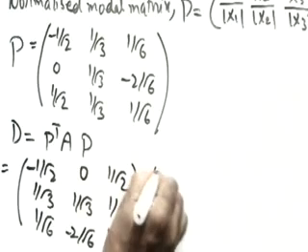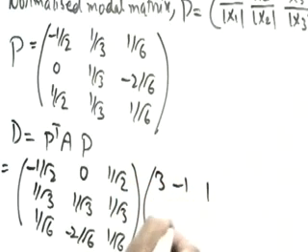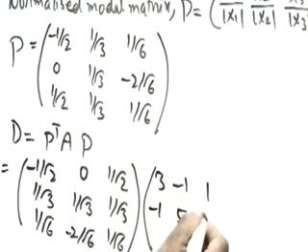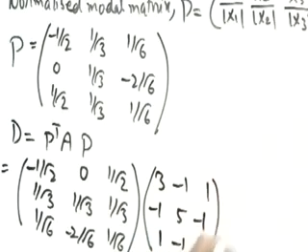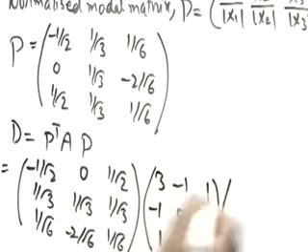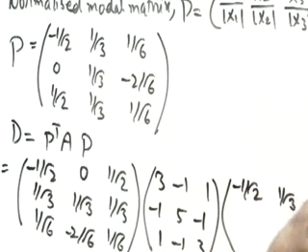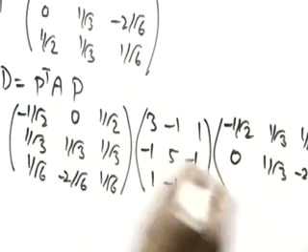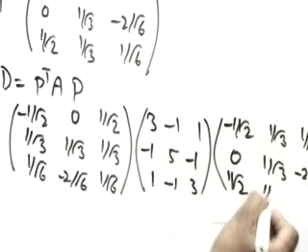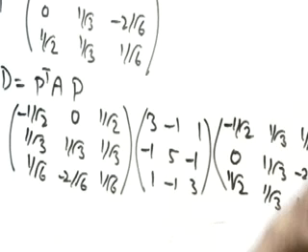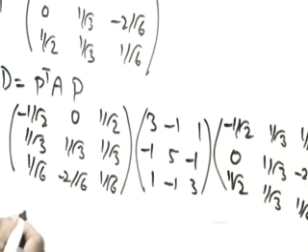A is the given matrix. So the given matrix is 3, minus 1, 1; minus 1, 5, 1; minus 1, 1, minus 1, 3, into P. So the value of P is here: minus 1 by root 2, 1 by root 3, 1 by root 6; 0, 1 by root 3, minus 2 by root 6; the last is 1 by root 2, 1 by root 3, 1 by root 6.